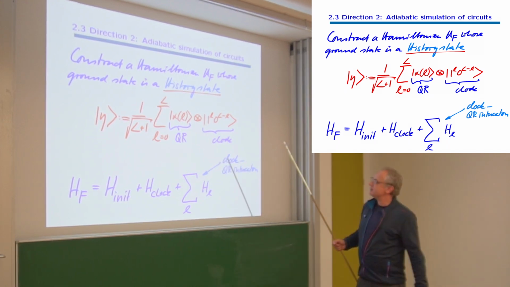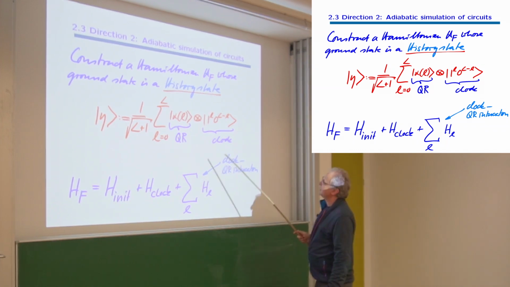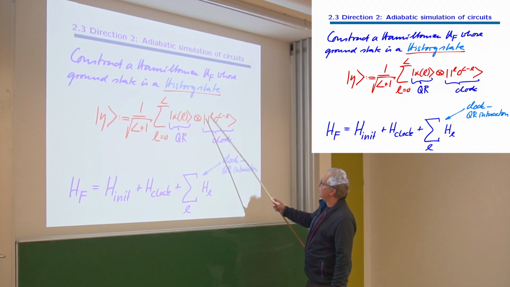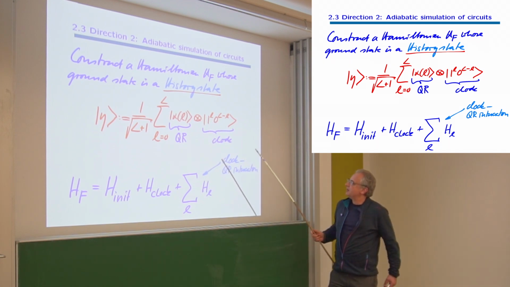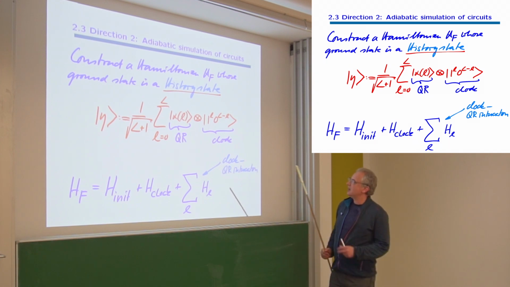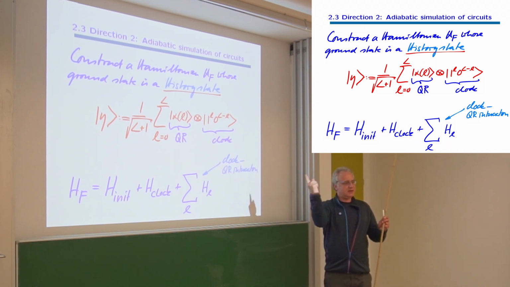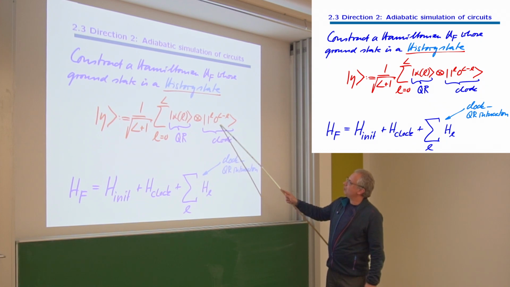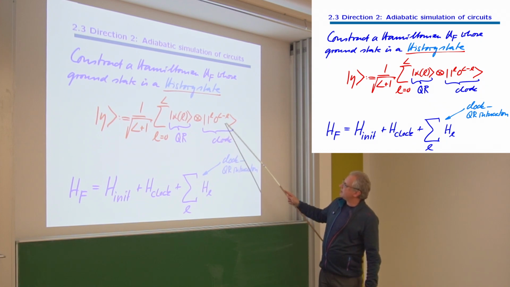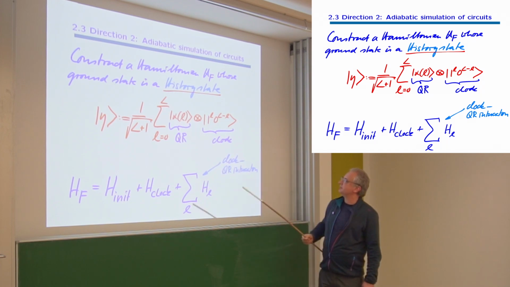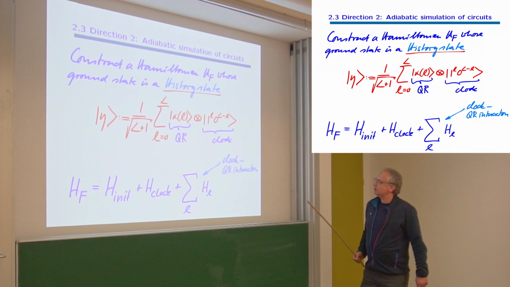But then there's another thing. This is not the only thing that exists. This register is entangled with another register, and that's a clock register. This is basically time ticking that tells you what the time is at which you have the state of the quantum register over here. Okay, so that's the clock.